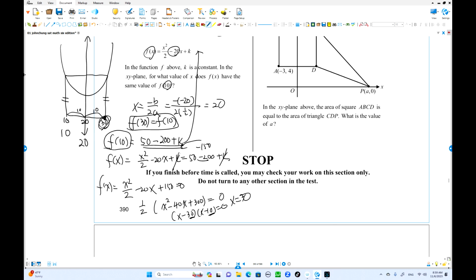You can solve it this way, but if you understand the symmetry with the line of symmetry, that is the easier way to find the answer very quickly, okay?